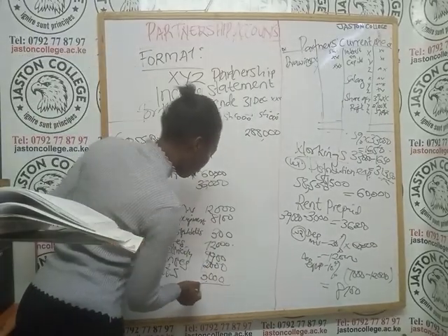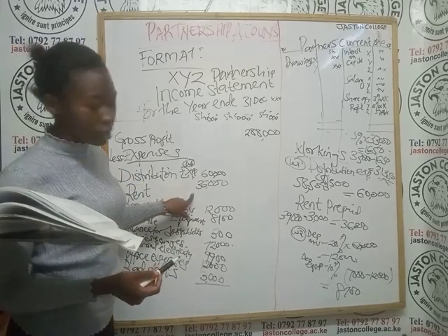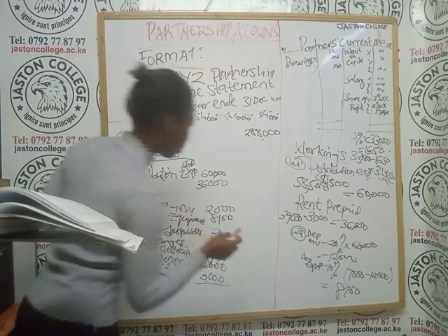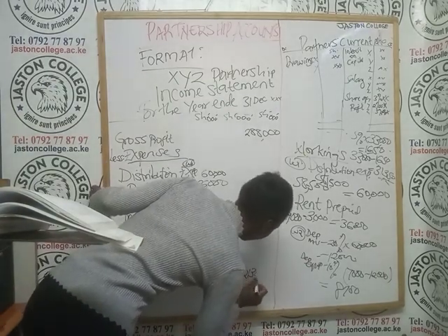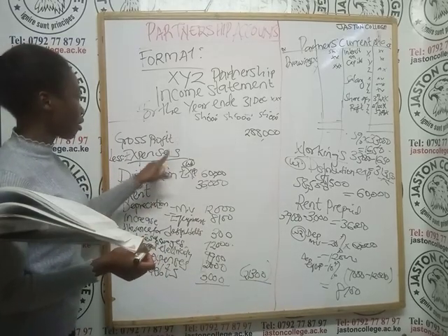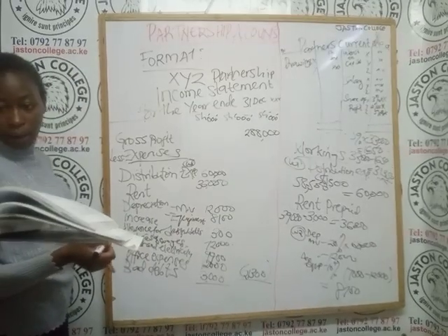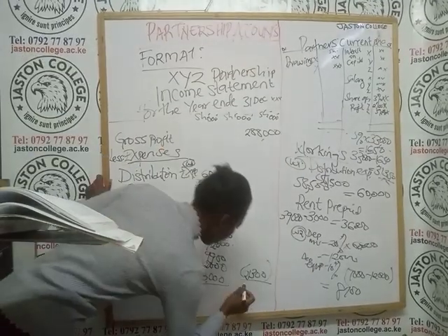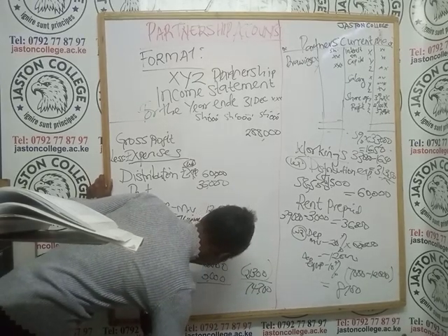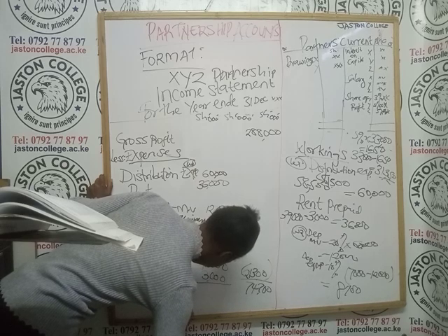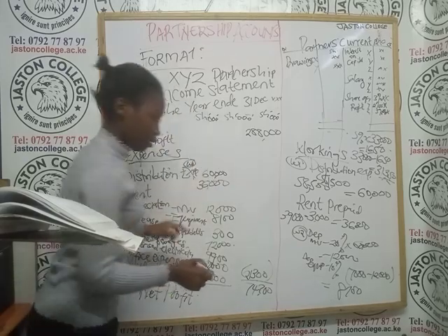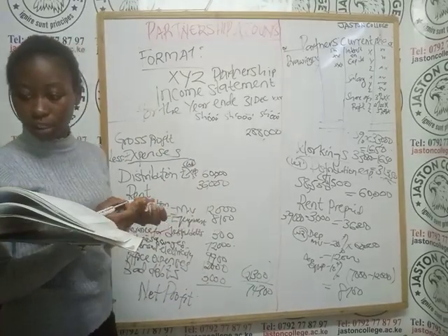Then we will make our total expenses, which is 21,300, which we will less from the gross profit, and we will get our net profit, which is 74,700. This is our net profit, 74,700.